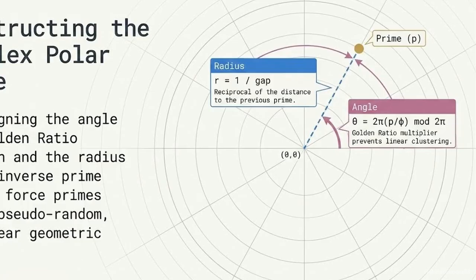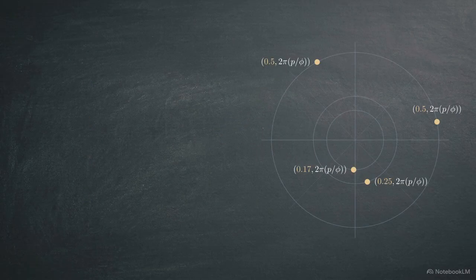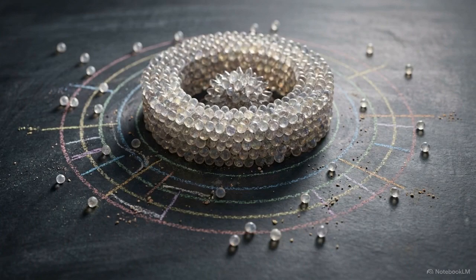We need two rules: a radius, defined as the reciprocal of the prime gap, and an angle, determined by the golden ratio. These two formulas take that sequence of distances and convert them into geometric coordinates, creating a space where we can begin to evaluate the distribution as a physical shape.